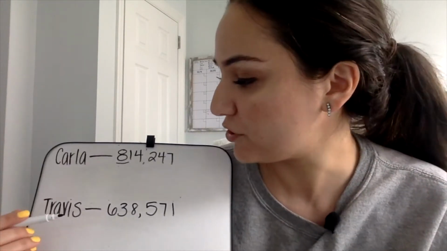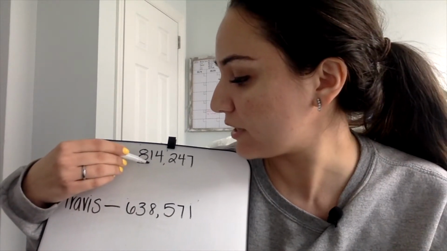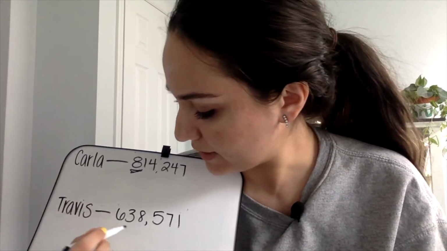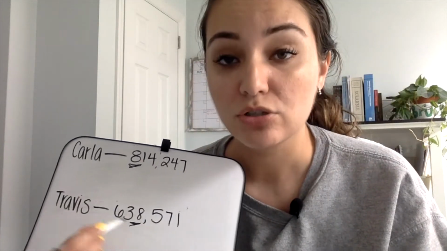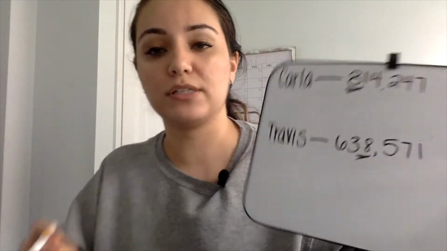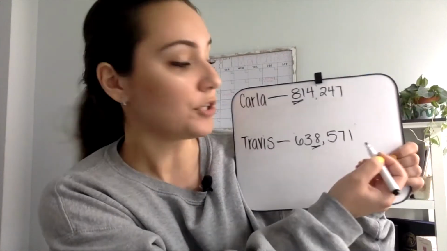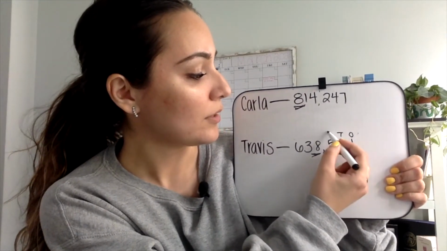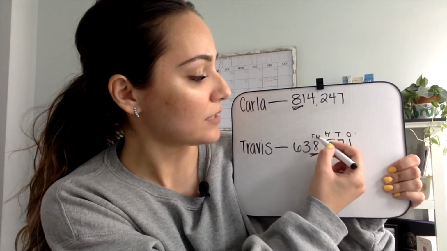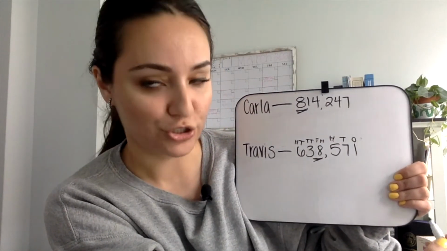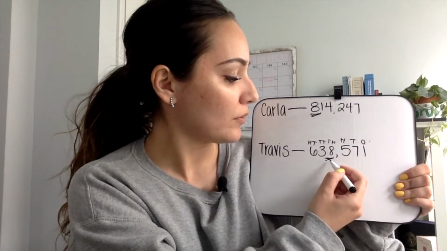So the first thing we really have to do is look at Carla's number and see where the 8 is. Well, the 8 is right there. So let's underline it. And then let's look at Travis's number. Travis's 8 is right here. Okay? So the 8s are in 2 different places. We can see that. So now if we think back to place value, we know that this place value is the 1s. Okay, we know that this is the 10s, this is the 100s, this is the 1000s, this is the 10,000s, and this is the 100,000s.